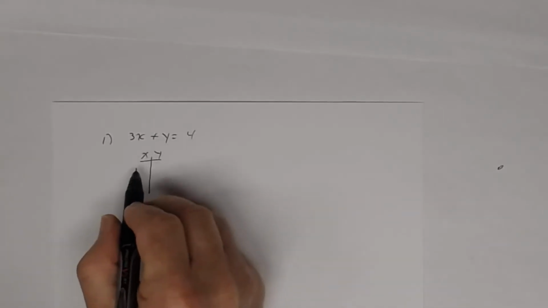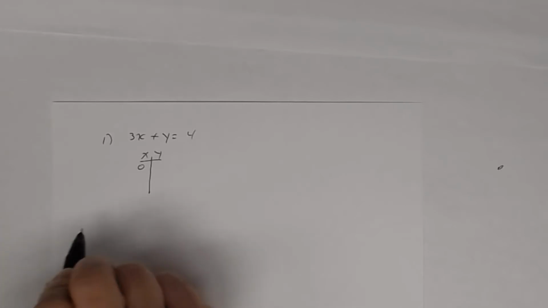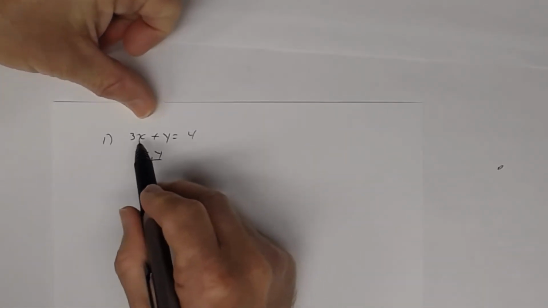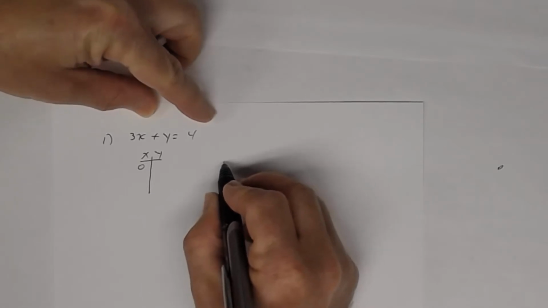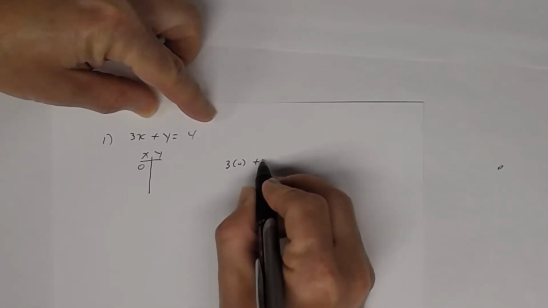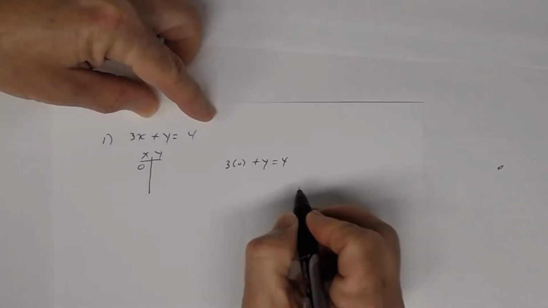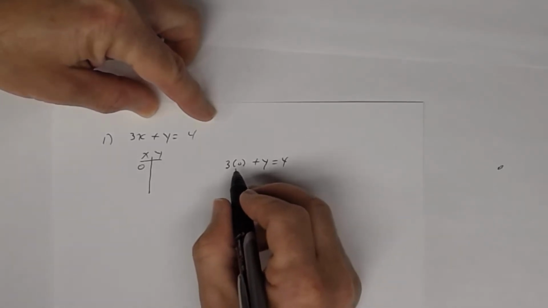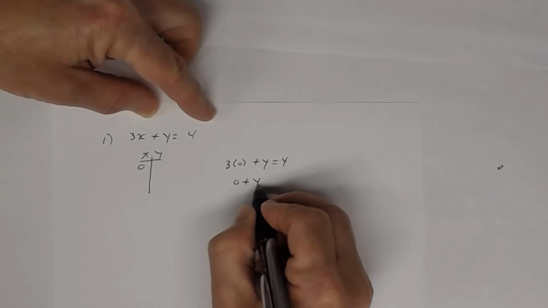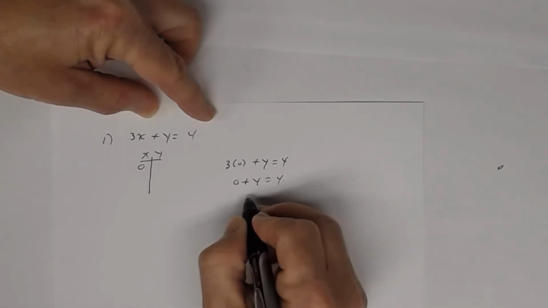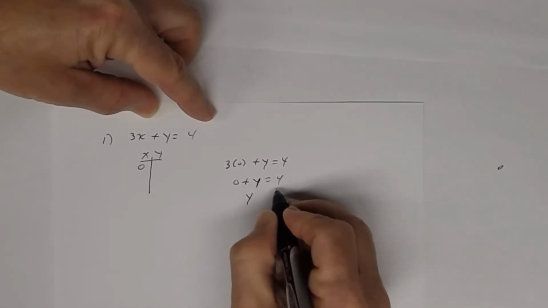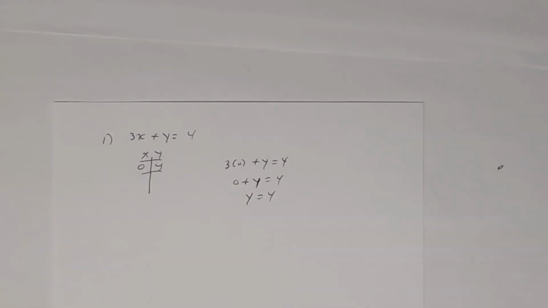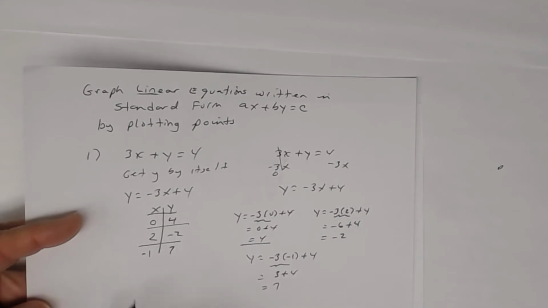For example, they'll say, all right, I'm going to let x be 0. So if x is 0, they'll go into the equation and substitute 0 for x. They'll say, I have 3 times 0 plus y is equal to 4, and then solve for y this way. So 3 times 0 is 0, 0 plus y is y, and y equals 4, and that's what we got earlier, right? That's what we had here.